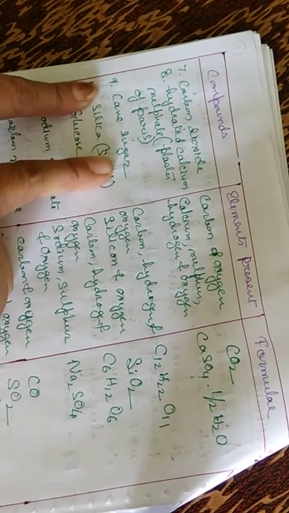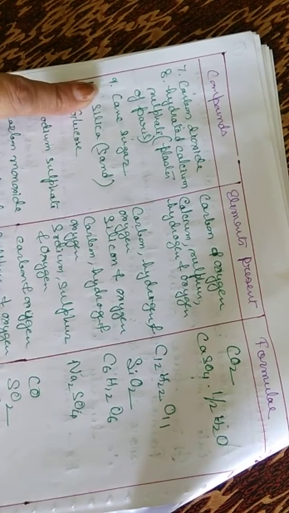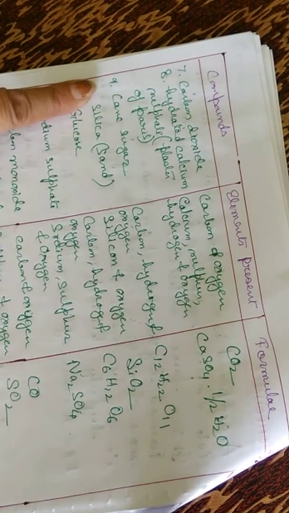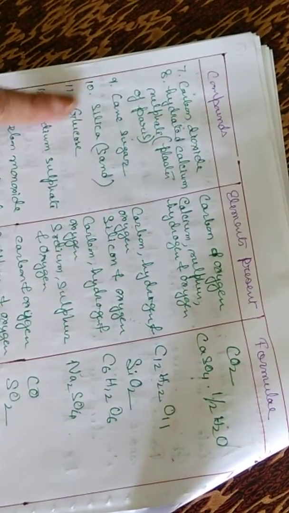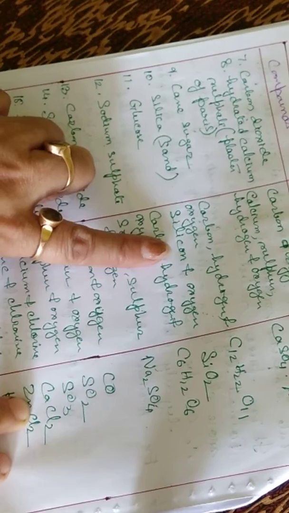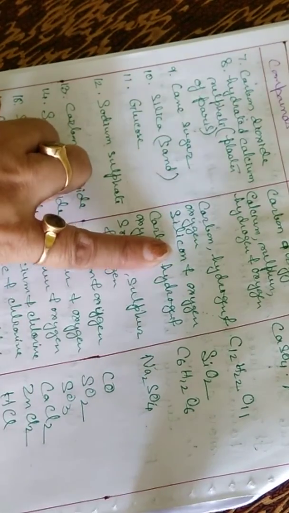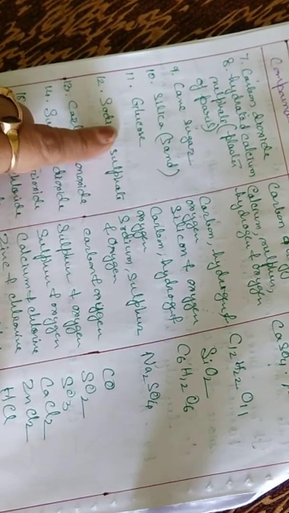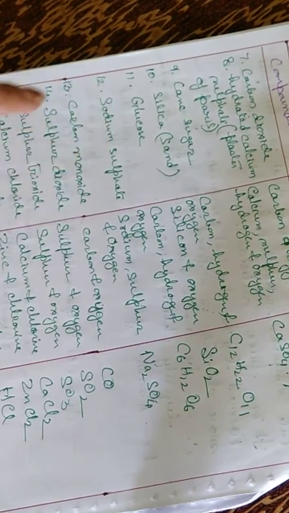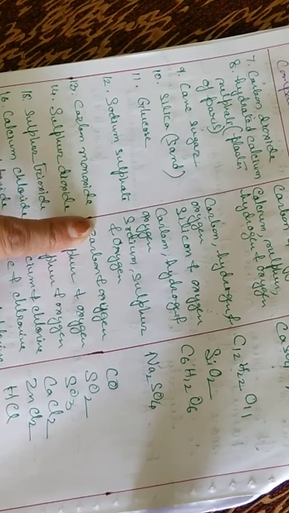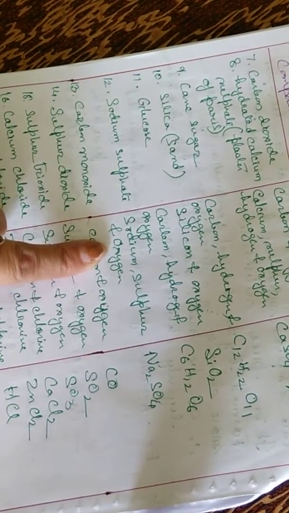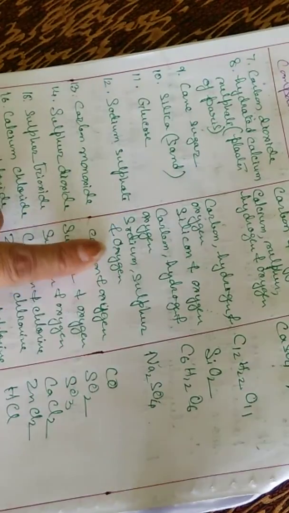Then cane sugar. It has carbon, hydrogen and oxygen, represented by C12H22O11. Then silica, or sand as we call it. It has silicon and oxygen, represented by SiO2. Glucose has carbon, hydrogen and oxygen, represented by C6H12O6. Sodium sulfate has sodium, sulfur and oxygen, represented by Na2SO4.